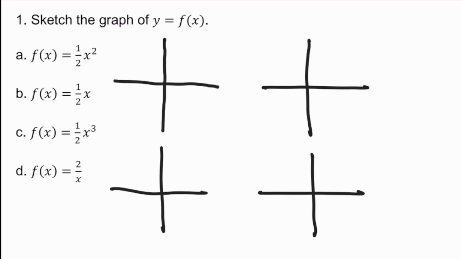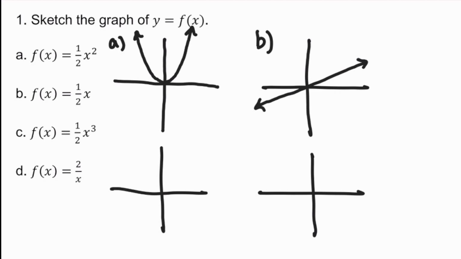For 1/2 x squared, we know what y equals x squared looks like. 1/2 x squared would just be a little wider. It's a regular parabola, but maybe it's wider than usual. And I'll just label that A. For B, y equals 1/2 x, that's going to be a line with slope 1/2 and y-intercept 0. So just right about like that.